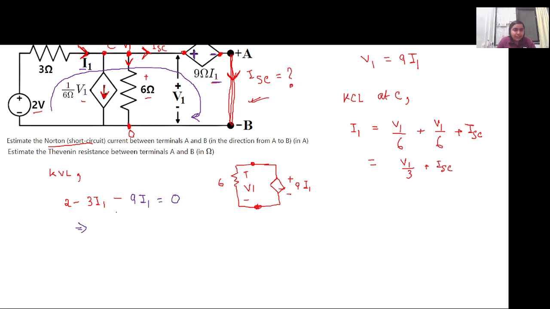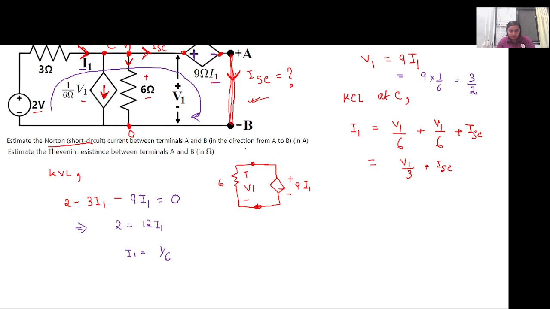So we can directly calculate I1. Had we taken the smaller loop, we would have had to substitute the value again to get it. So it is 2 equal to 12 I1. So I1 is equal to 1 by 6, right? So we have I1 equal to 1 by 6, so we have V1 equal to 9 into 1 by 6, that is 3 by 2. Okay?